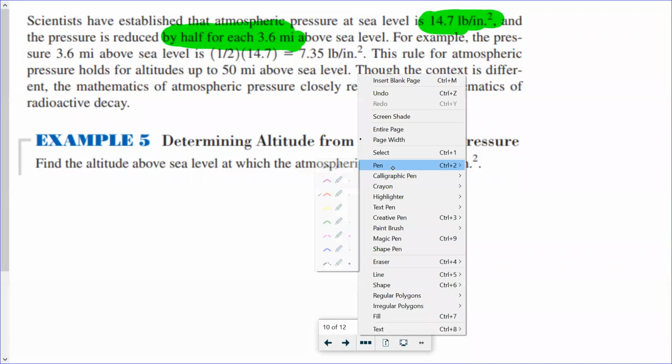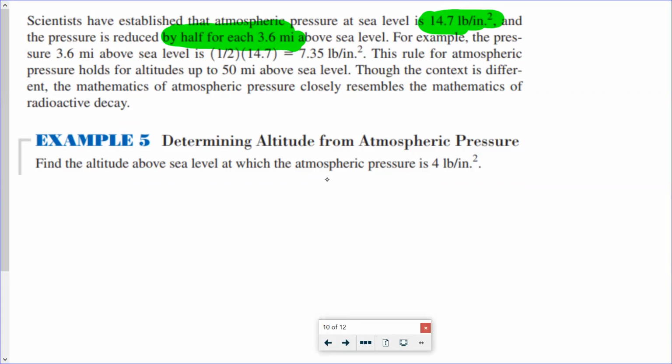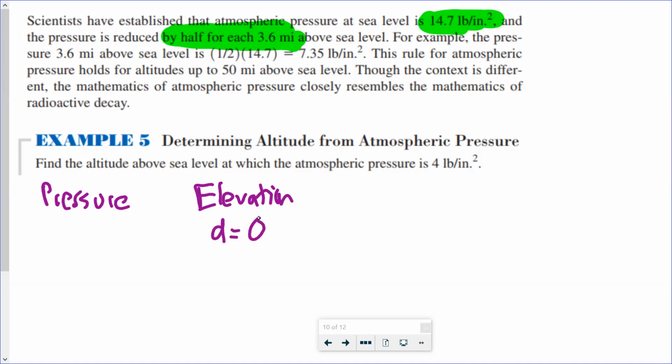All right, so let's make that same kind of chart I did before. Let's talk about the pressure at different elevations, okay? So when we're at sea level, our elevation is 0, right? We're 0 feet above the sea. The pressure is 14.7 pounds per inch squared. Now, what we're going to do is go up 3.6 miles. If I go up 3.6 miles, it's going to cut that pressure in half. So now that's going to make it 7.35.